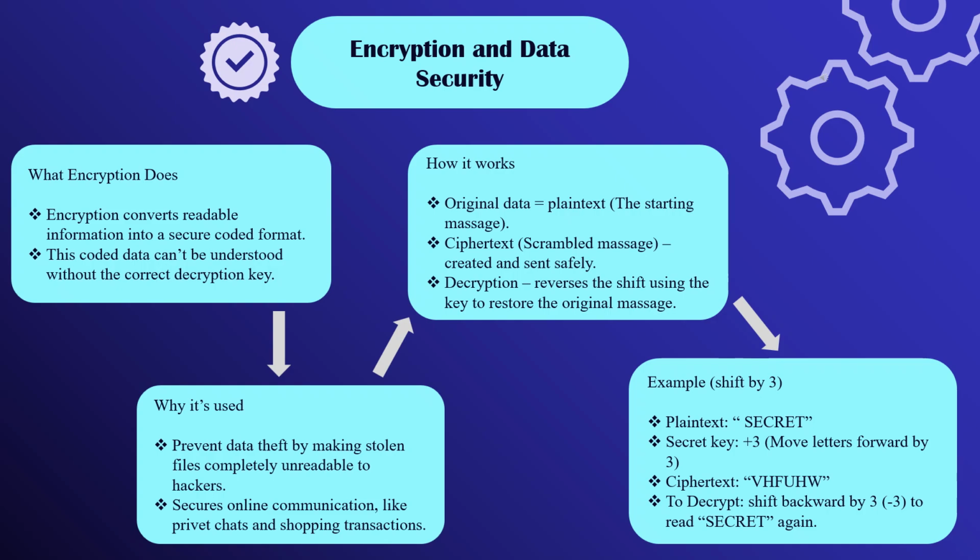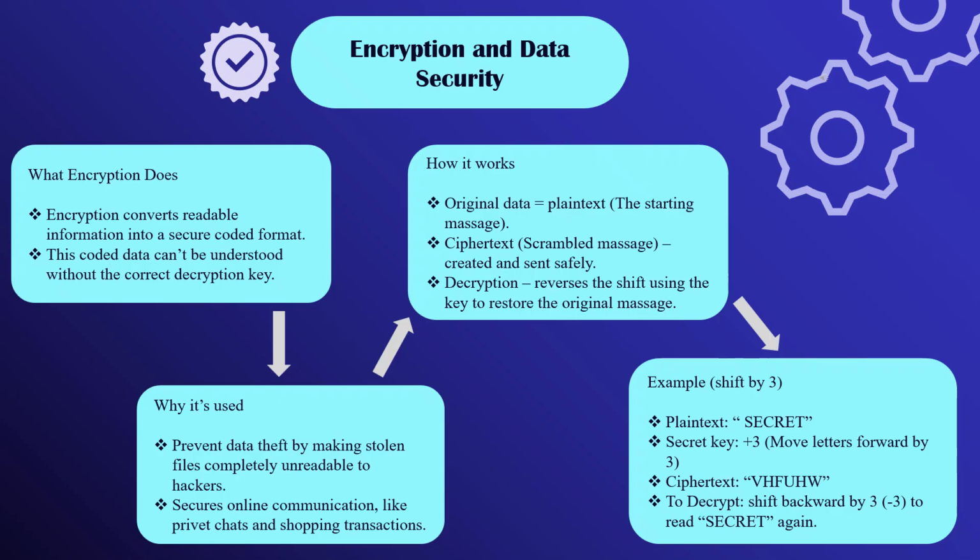So how does it actually work? The original readable data is called plain text, right? Which is essentially the starting message. The plain text is then transformed into ciphertext, a scrambled version of the message that can be safely sent over a network, right? Decryption is the process that reverses this transformation using the correct key, restoring the original message, right?